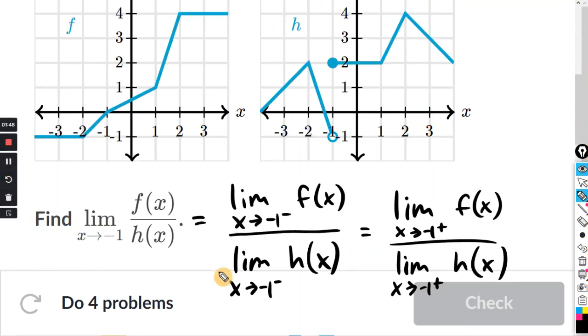So first, we're going to do the quotient where x approaches -1 from the negative side. We'll do that for both f of x and h of x. And then we're going to do the quotient where x approaches -1 from the positive side, f of x over h of x. And these have to match. These have to be equal. Otherwise, it's going to be DNE, does not exist. So let's try the one-sided limits and divide and see if they match.